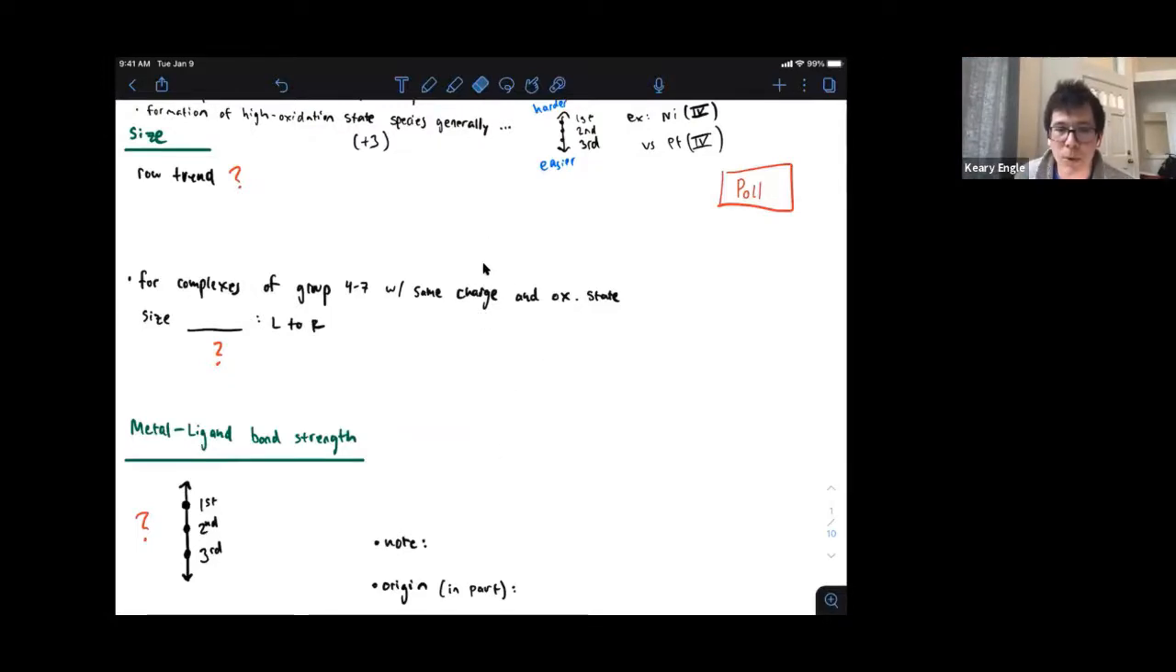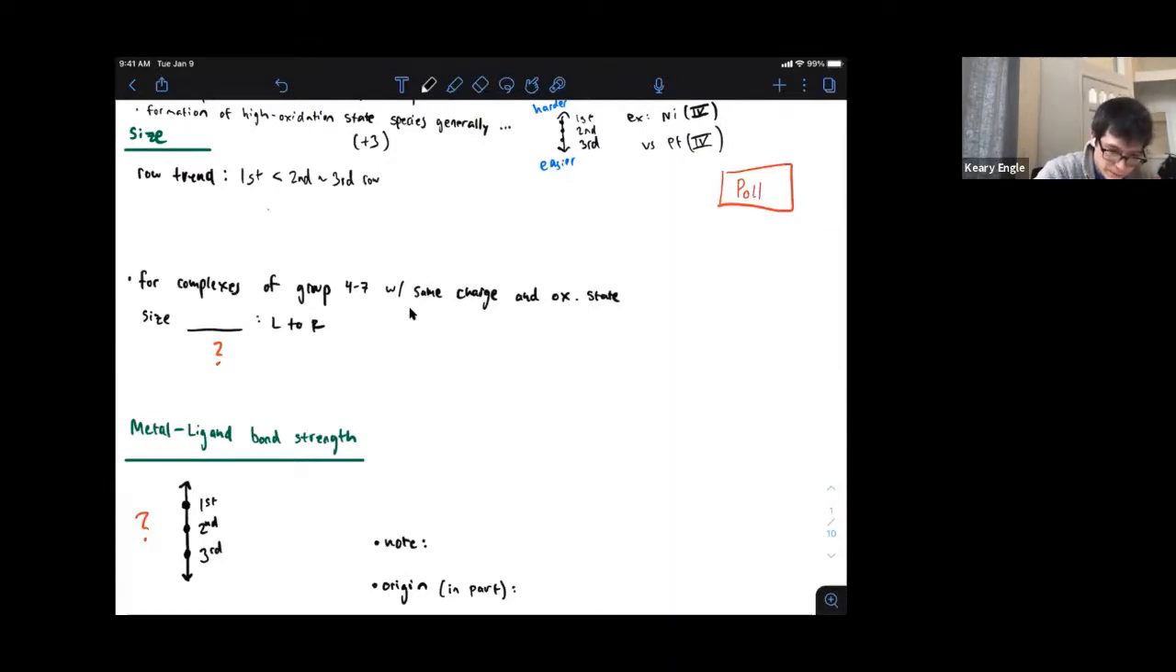Okay, so hopefully everyone can view the poll results. The plurality of responses were correct here. And I think those who were thinking this answer of first row, then second row, then third row are also not far off, because this is the trend that you encounter in the rest of the periodic table. And so in the transition series, the second and third row are indeed typically larger than the first row, but between the two of them, there's not much of a difference, and it's column dependent.